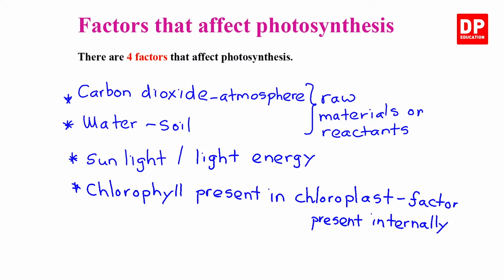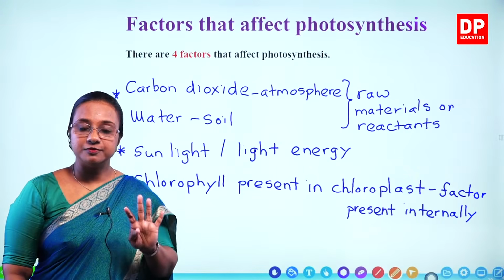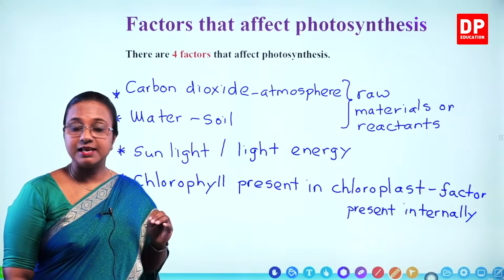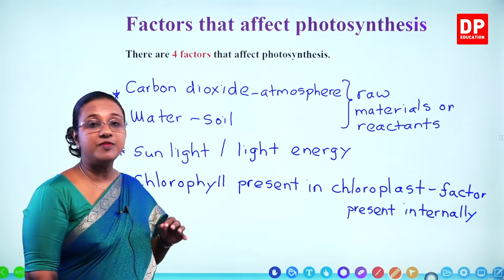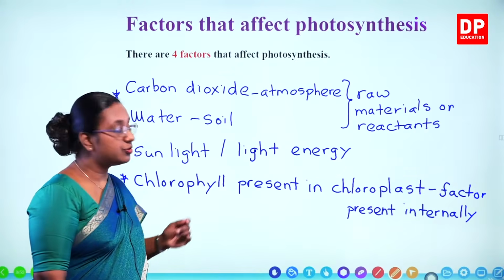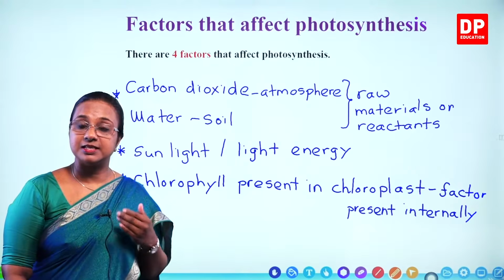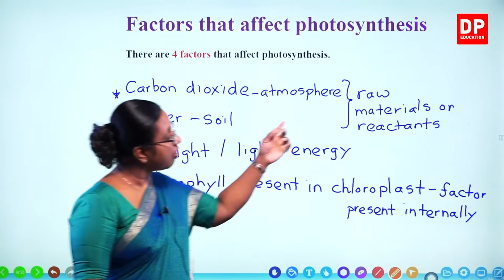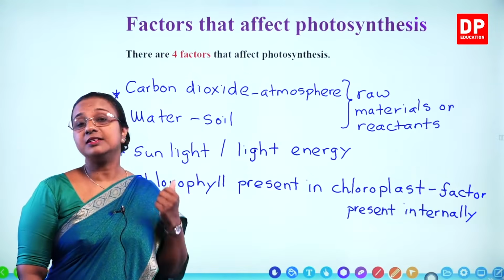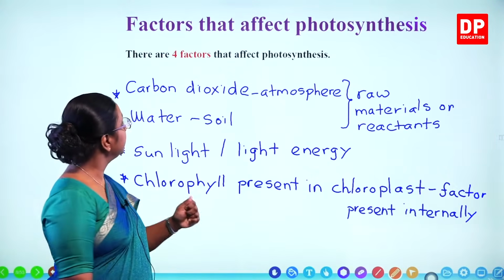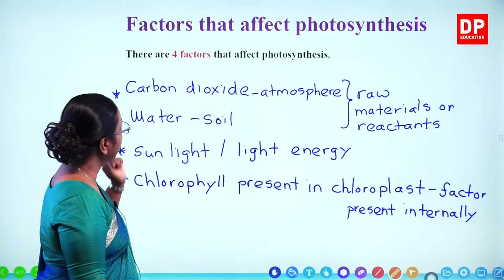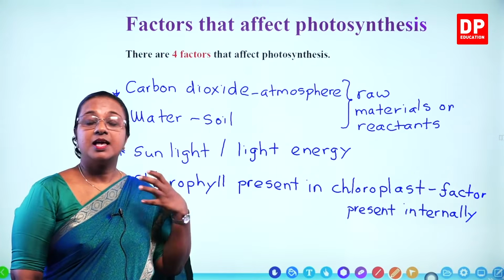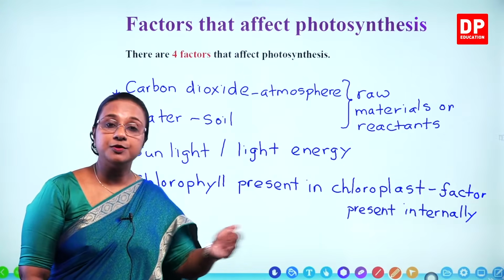So as you can see, students, you have to remember the 4 factors. The factors that are obtained from the external environment, you should know from where they are obtained. Then you should know that chlorophyll is present internally. But if they ask you for the raw materials or the reactants of photosynthesis, it's only carbon dioxide and water, because those are the substances that will be used to produce food.